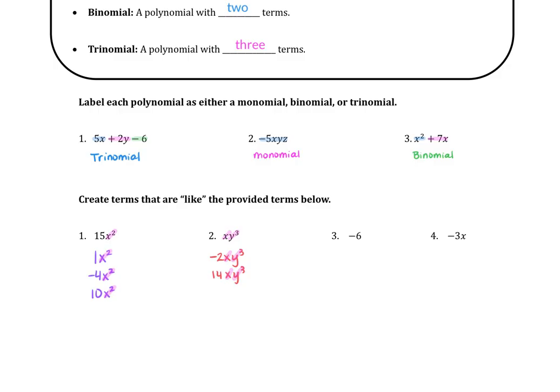Now, to be a like term with a whole number like -6, it just means it can be any other number that has no variable at all. So for example, I could use the number 0 as a like term, the number 11 is a like term, or the number -7 is a like term. And number 4, to be a like term, it has to have a single x tacked onto it.